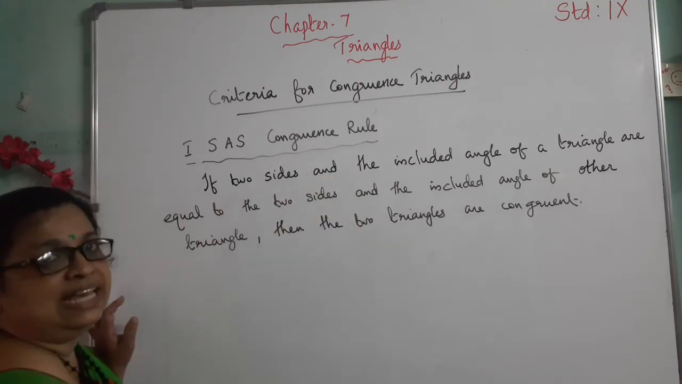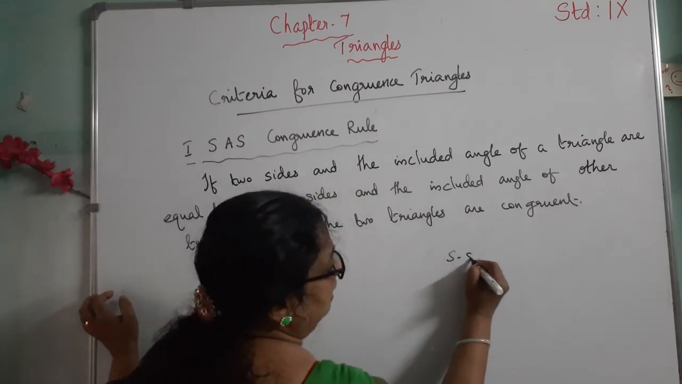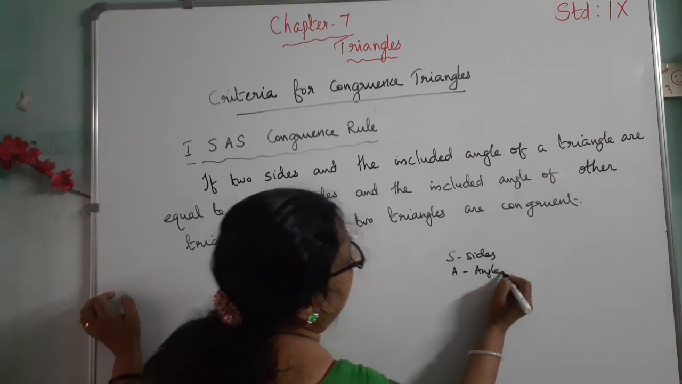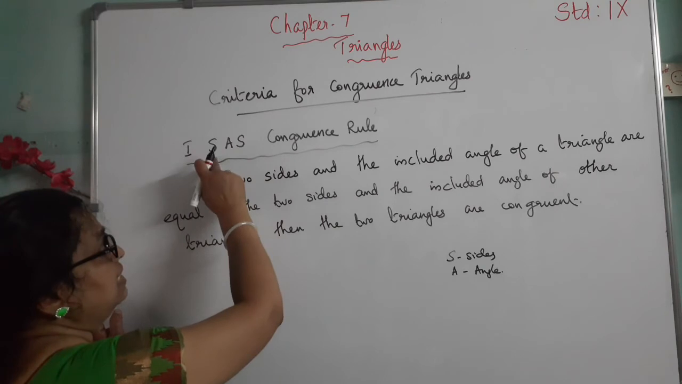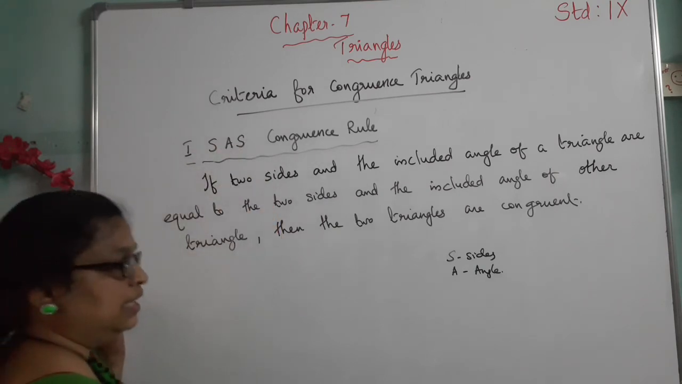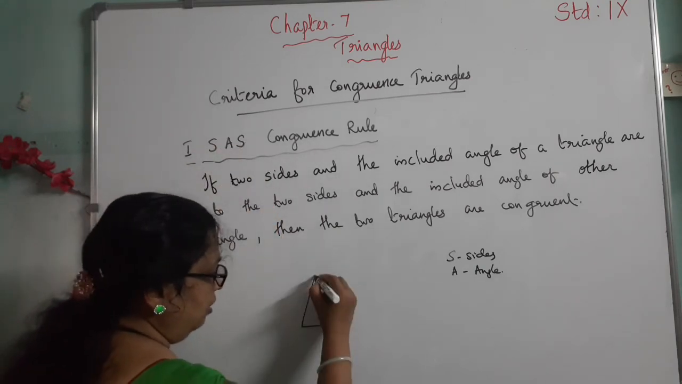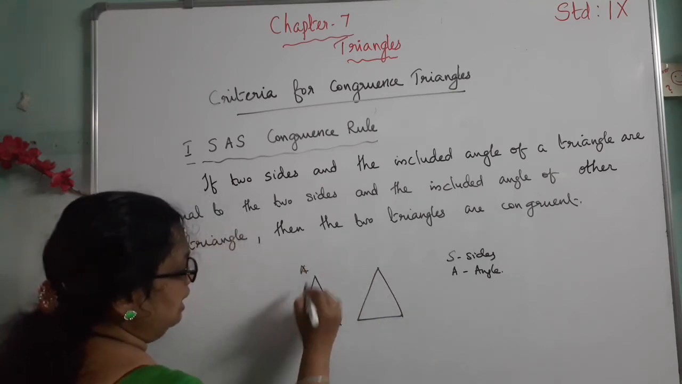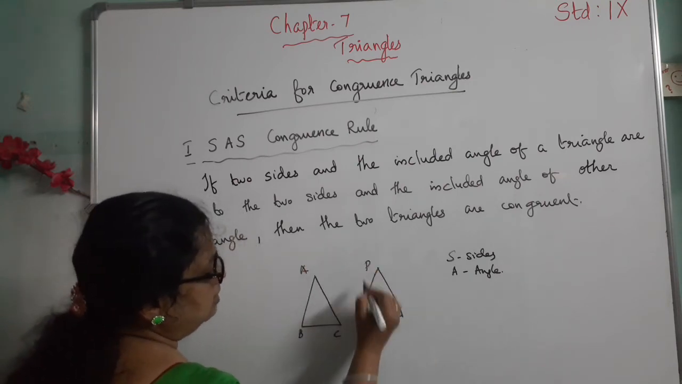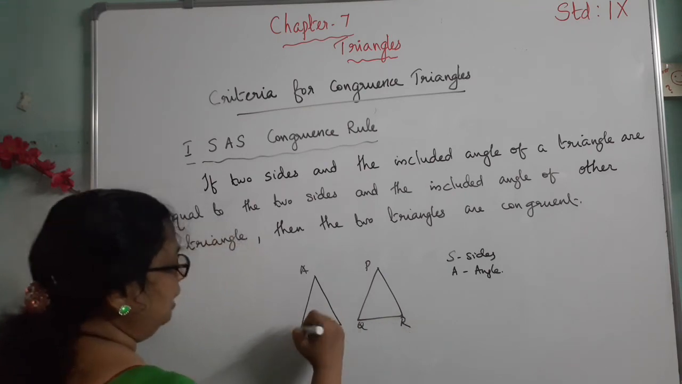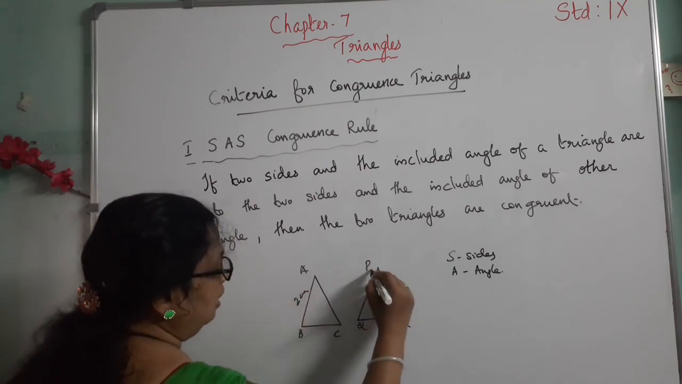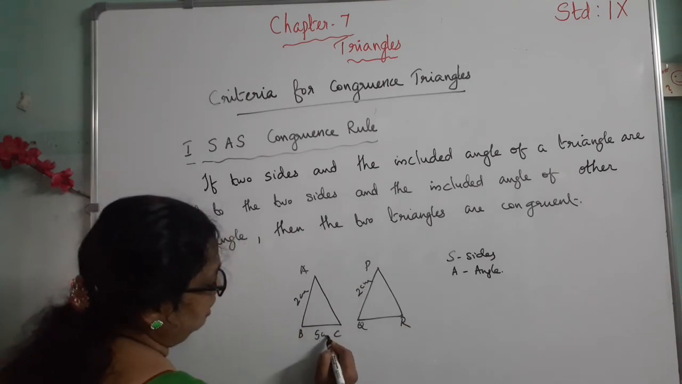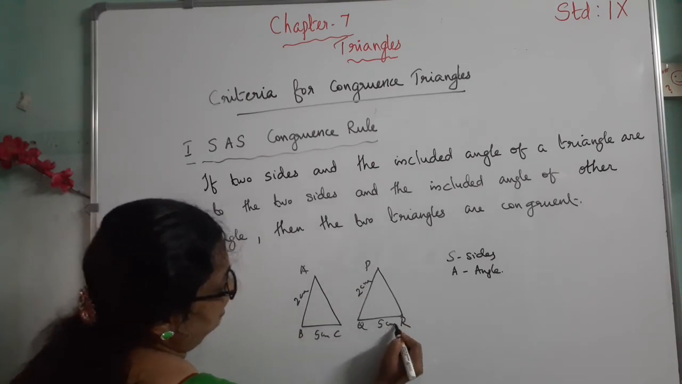That is SAS. S means side, A means angle, that is side, angle, side. Here we can draw two triangles. This is ABC and this is PQR. Then AB is 2 centimeters, here PQ is also 2 centimeters. BC is 5 centimeters, and QR is also 5 centimeters.